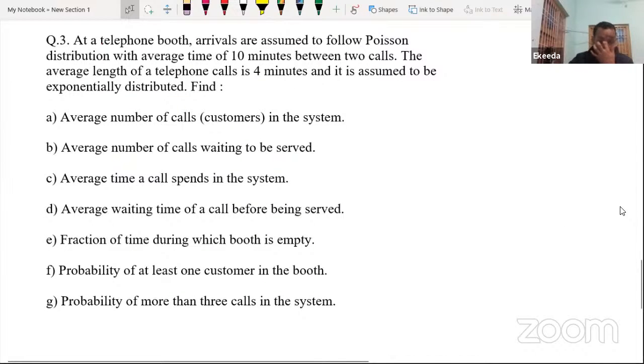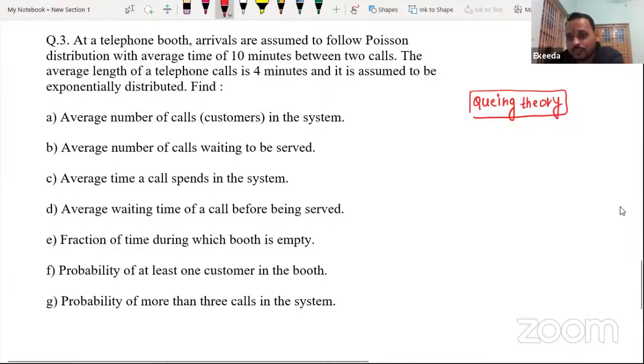So this question is from queuing theory. Number of questions has been written, so in one question only we will try to revise all the formulas of this chapter.